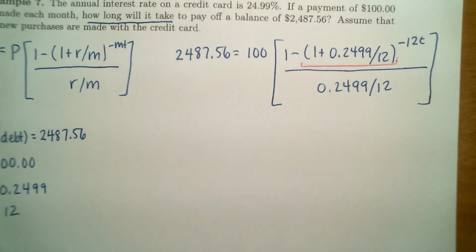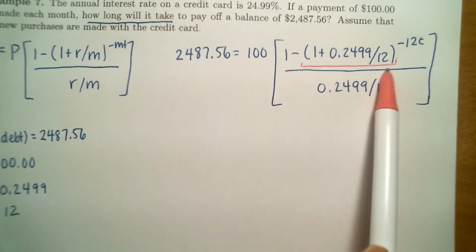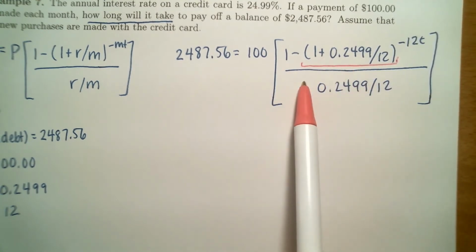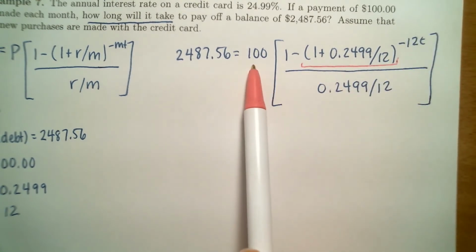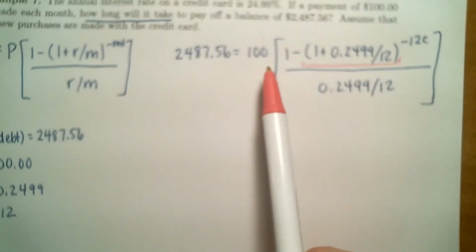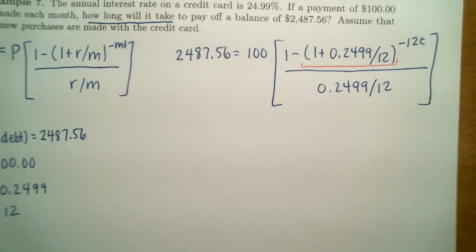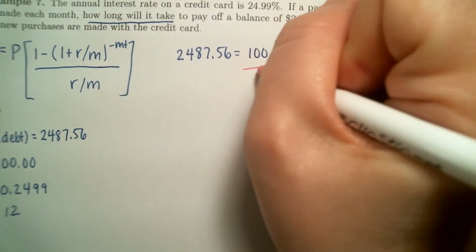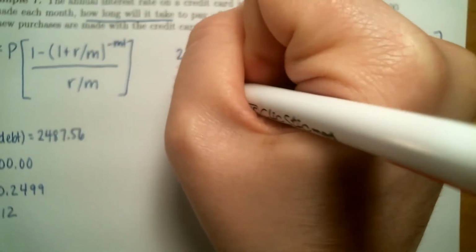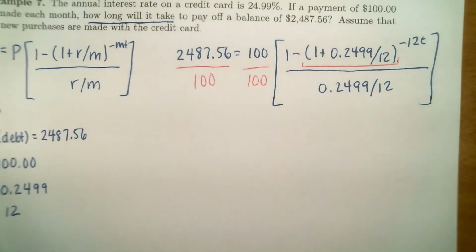Let's walk through the steps about how we would do this. The first thing is the isolation of this thing in pink. This 100 is outside of the brackets, and since we're multiplying 100 by this quantity, to undo that we're going to divide both sides by 100. Go ahead and pop that in the calculator.